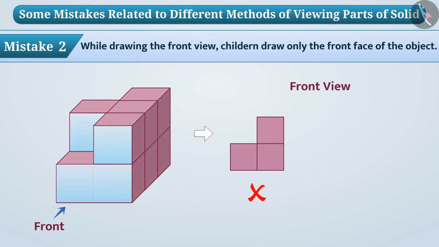As seen here, 4 cubes are visible in the front view in the shape shown. So, while creating the front view, we should create 4 squares like this. Keeping this in mind, we can draw the front view of the given object in this way.